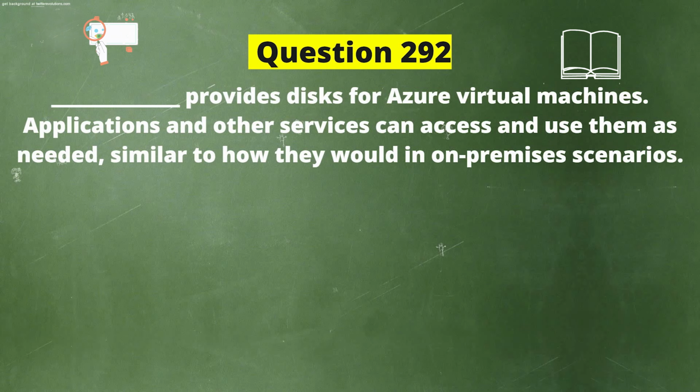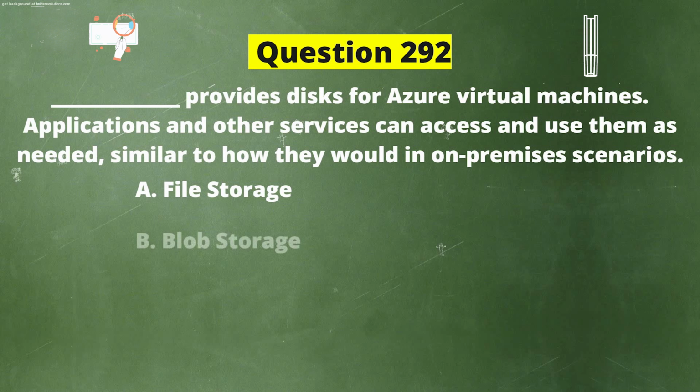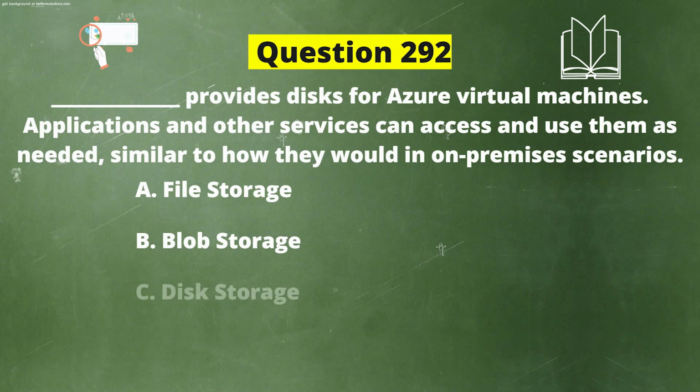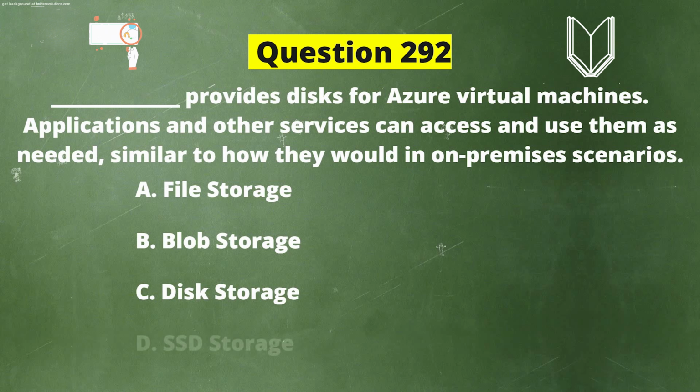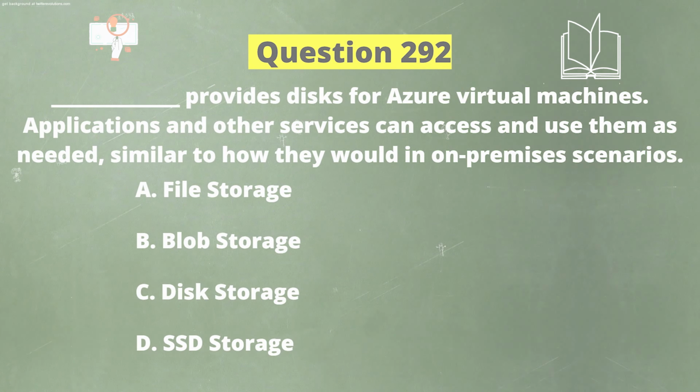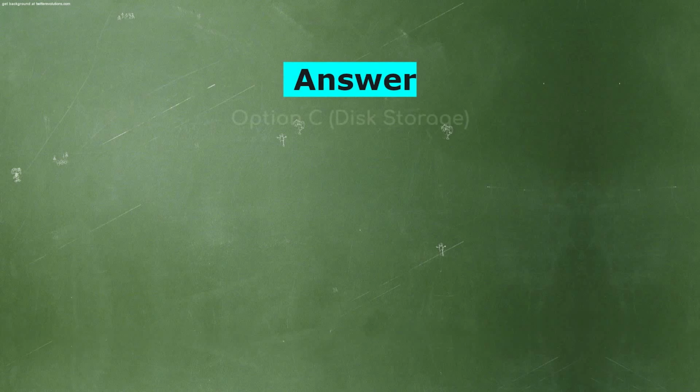Next question. Dash provides disk for Azure virtual machines. Applications and other services can access and use them as needed, similar to how they would in on-premises scenarios. And the options are: A. File storage, B. Blob storage, C. Disk storage, D. SSD storage. And the correct answer is option C.